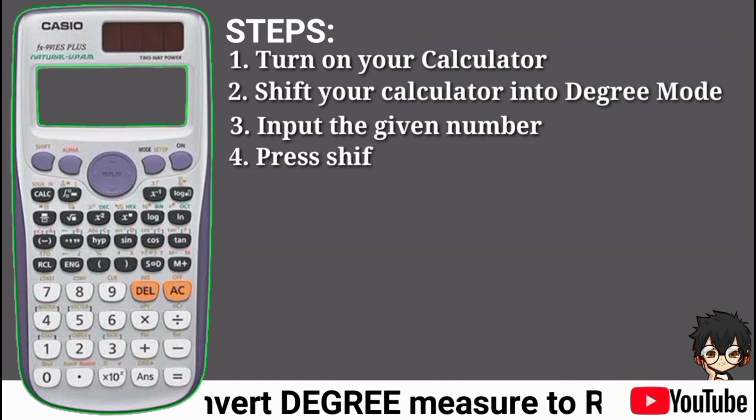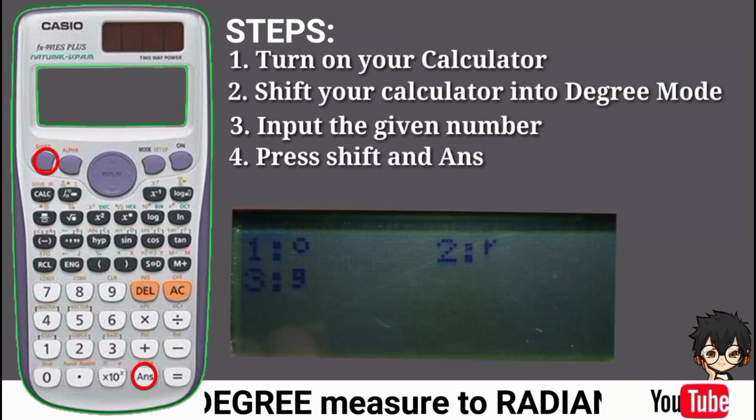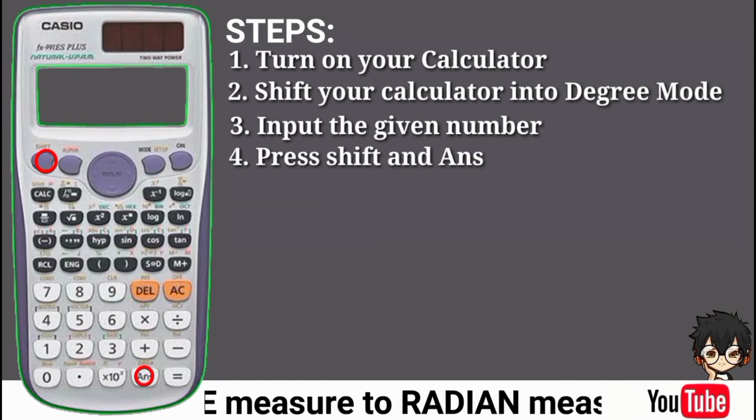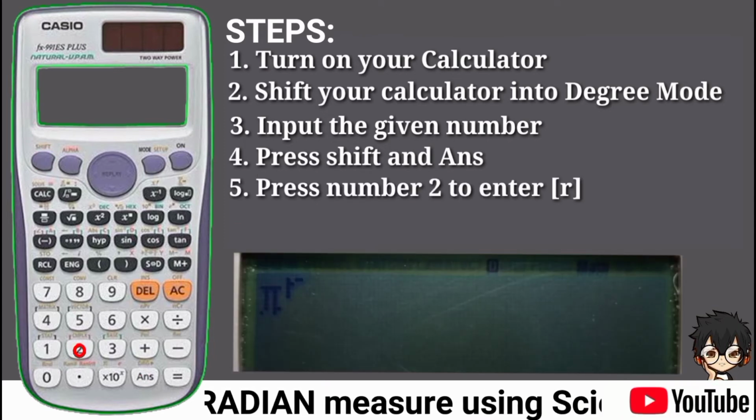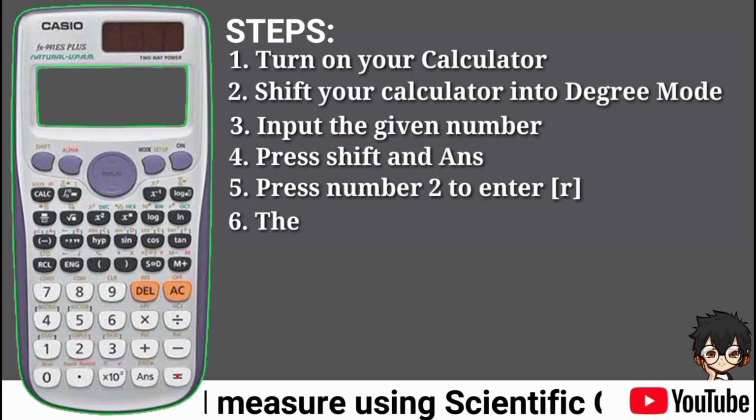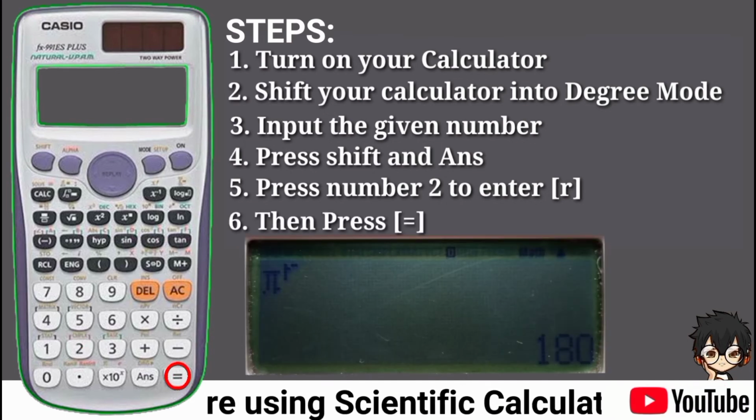Step 4. Then press shift and ans. Step 5. Press number 2 to enter r. And lastly step 6. Then press equals.